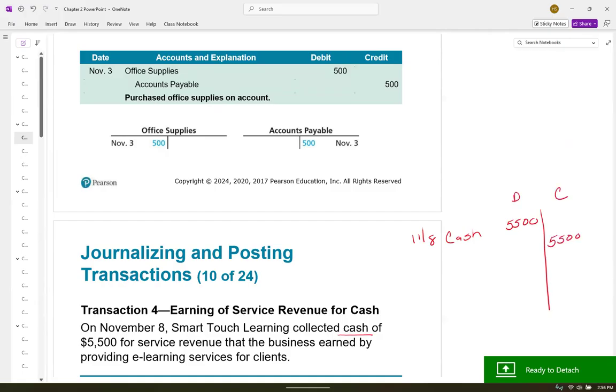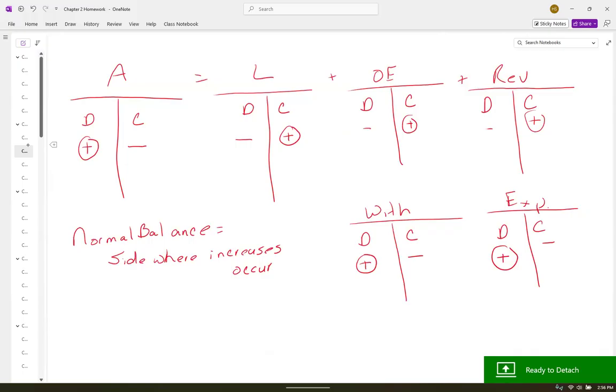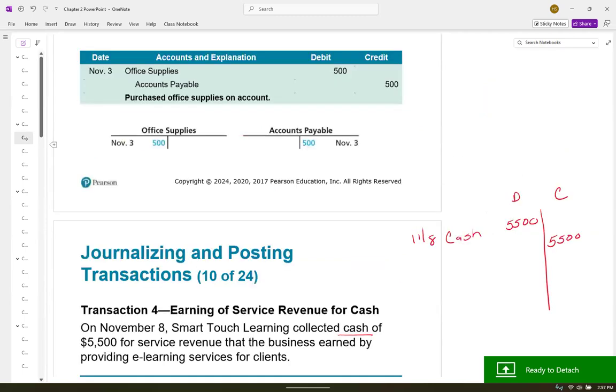What do you think my credit would be? Okay. Debit and credit rules. Let me jump over here really quick. Kind of sounds like revenue, right? Okay. They performed a service, so we are going to credit service revenue.